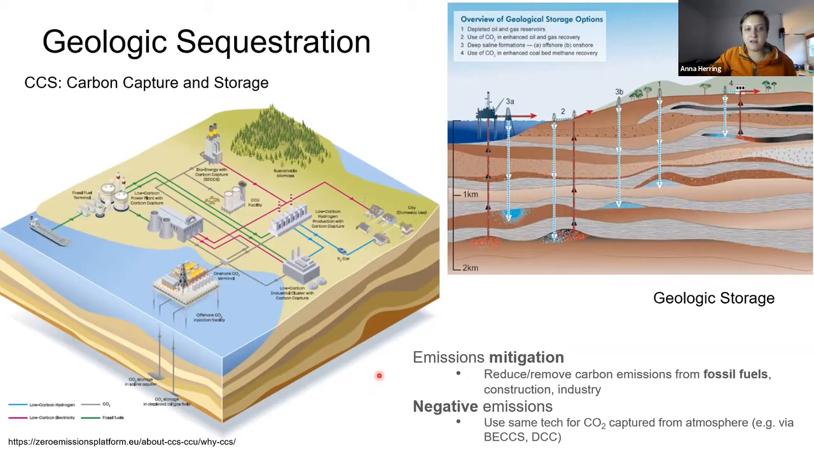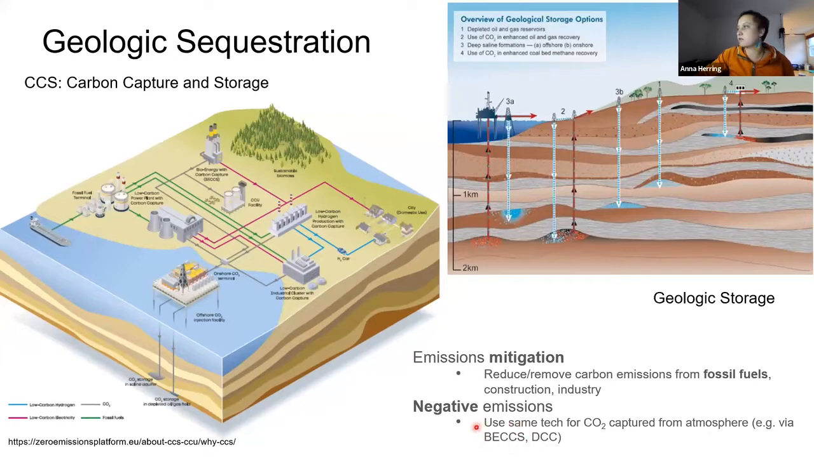Coming back to this idea of emissions mitigation versus negative emissions. CO2 sequestration can be an emissions mitigation technique when it's used to reduce or remove carbon emissions from, for example, fossil fuel production, electricity production, or from cement production plants or other industrial processes that are emitting CO2. It could also be thought of as a negative emissions technique by using the same technology for the geologic sequestration part, but when we capture the CO2 directly from the atmosphere. So for example, via direct air capture or via something like bioenergy, carbon capture and storage.